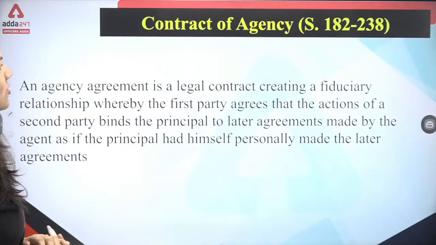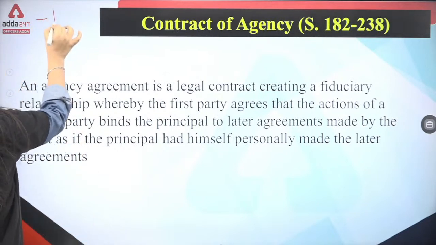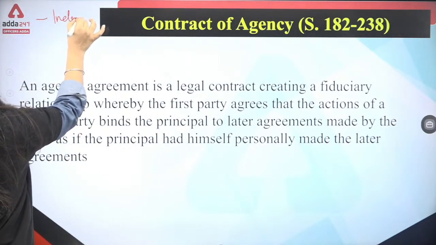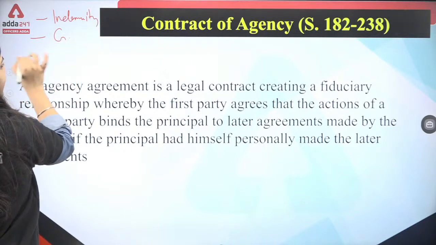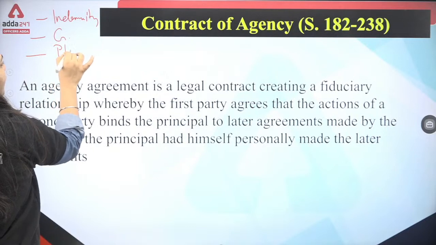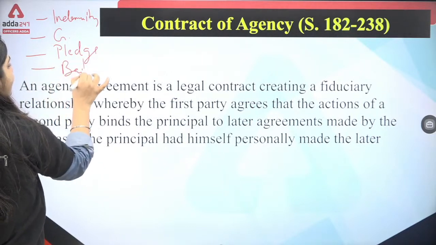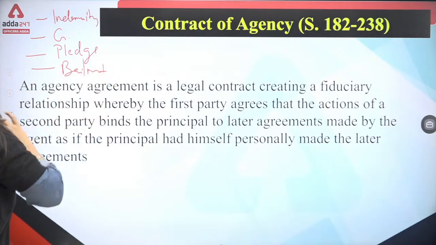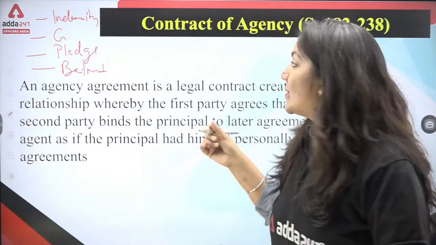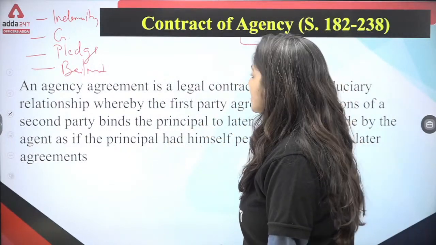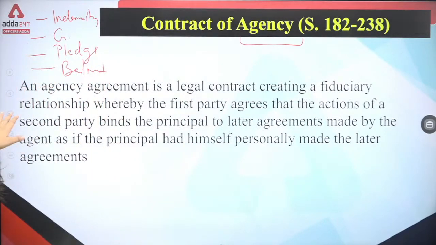Now the last contract is the contract of agency. So we have done the contract of indemnity, the contract of guarantee, the contract of pledge, and the contract of bailment. These are the special contracts of your Indian Contract Act 1872, and the last one is the contract of agency. Before starting this agency, we have to understand in the diagram what it exactly means.